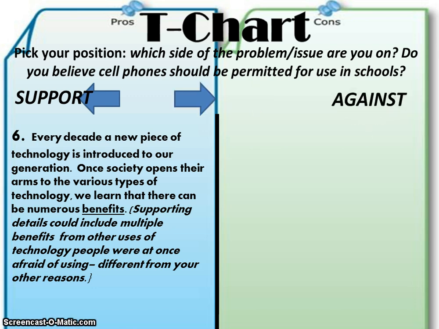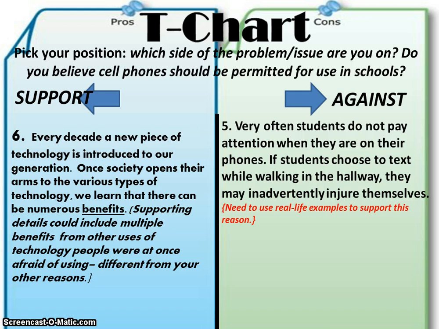But if you're against having cell phones in the classroom, you might want to think about the fact that very often students do not pay attention when they're on their cell phones. If students choose to text while walking in the hallway, and this is true, believe it or not, they might inadvertently injure themselves. Inadvertently meaning by accident. Think about it. And there are so many real-life examples that we could use. We could even do a text-to-self connection here.